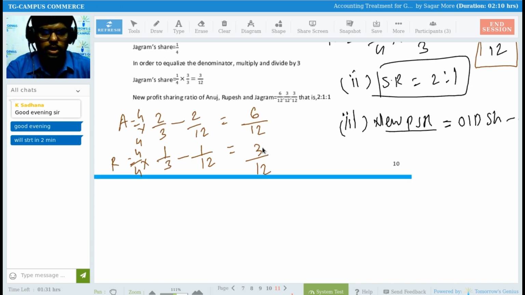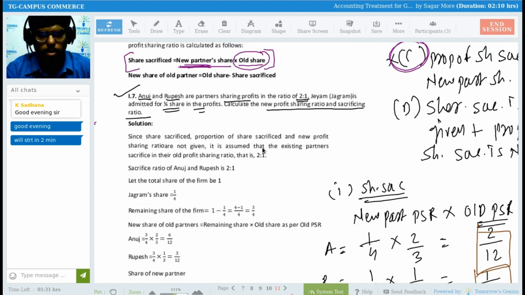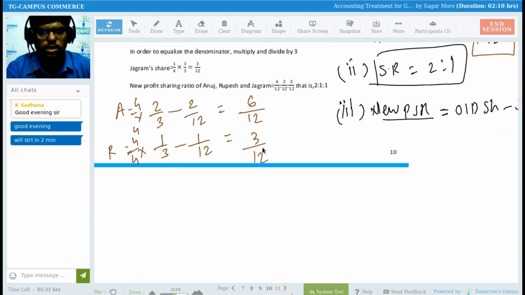And what is the new partner's profit sharing? 1/4, no? It is given that the new partner is admitted into the partnership firm for a 1/4 share. So J is for 1/4 share, right? So I'm writing for J as well.